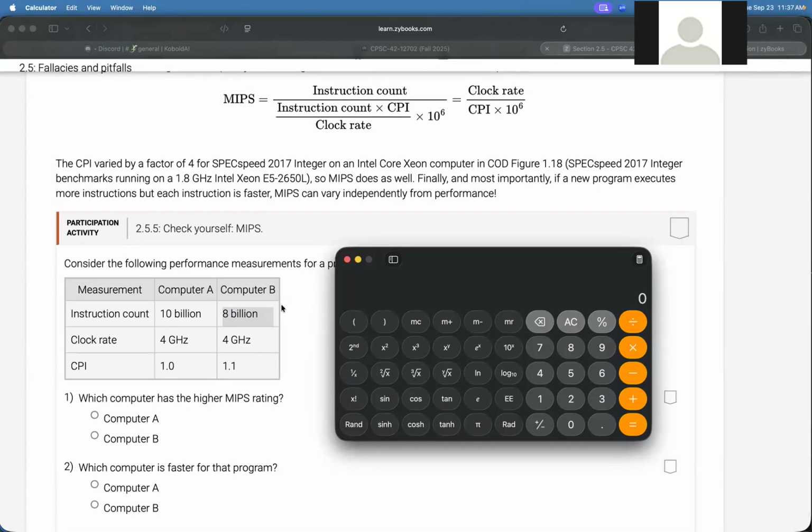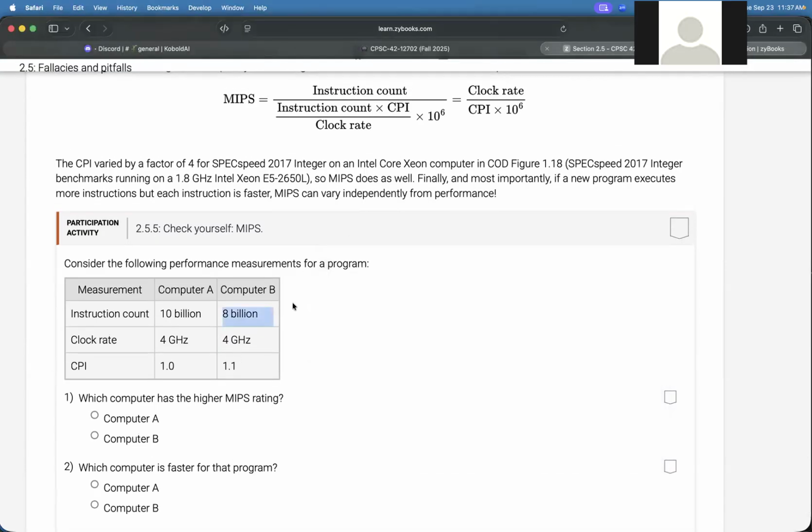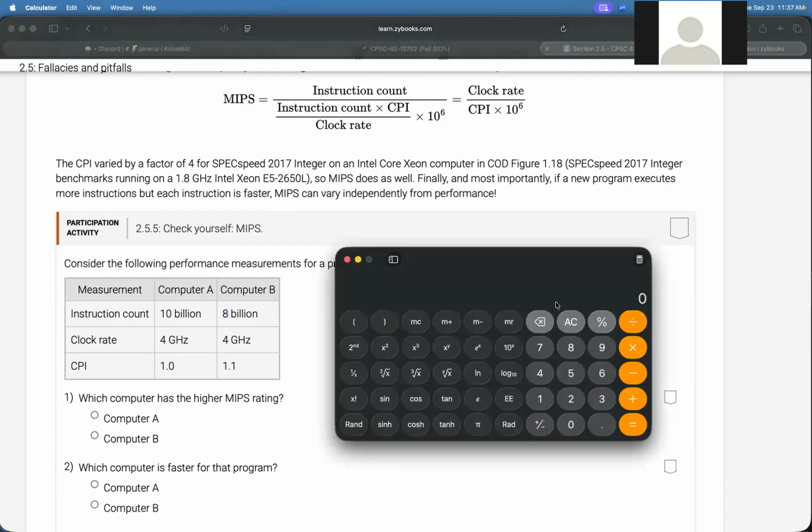To actually calculate the MIPS rating, what you would do is just what it says here. You need the clock rate over the CPI. For computer A, the clock rate is 4 gigahertz, so that is 4 billion. You have to divide by the CPI, which is 1.0. Obviously dividing by 1.0 is going to do nothing.